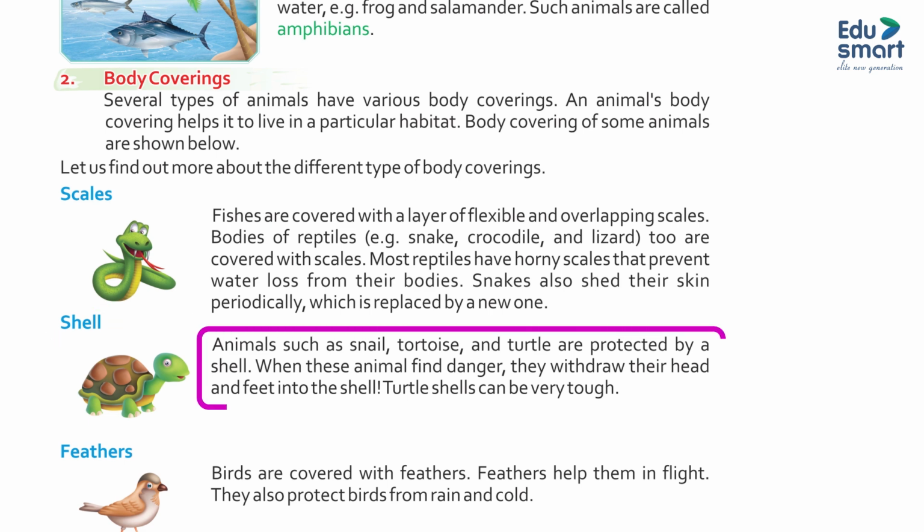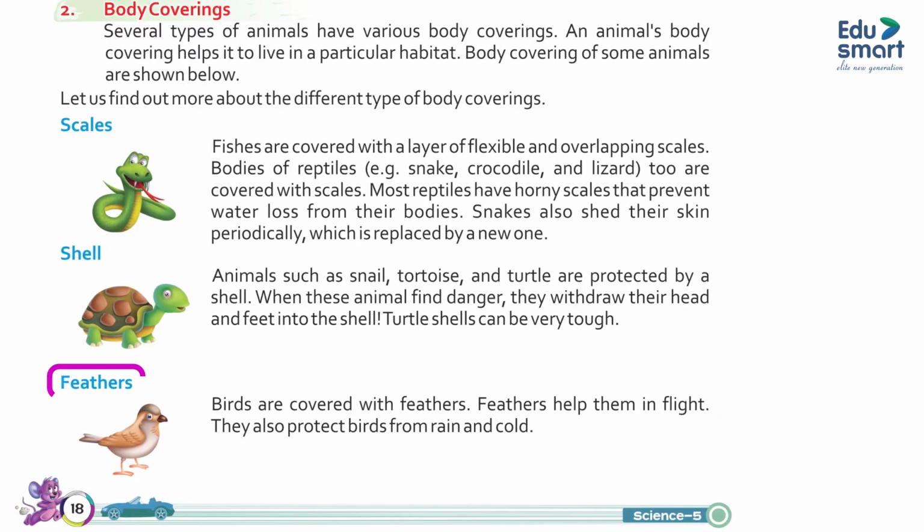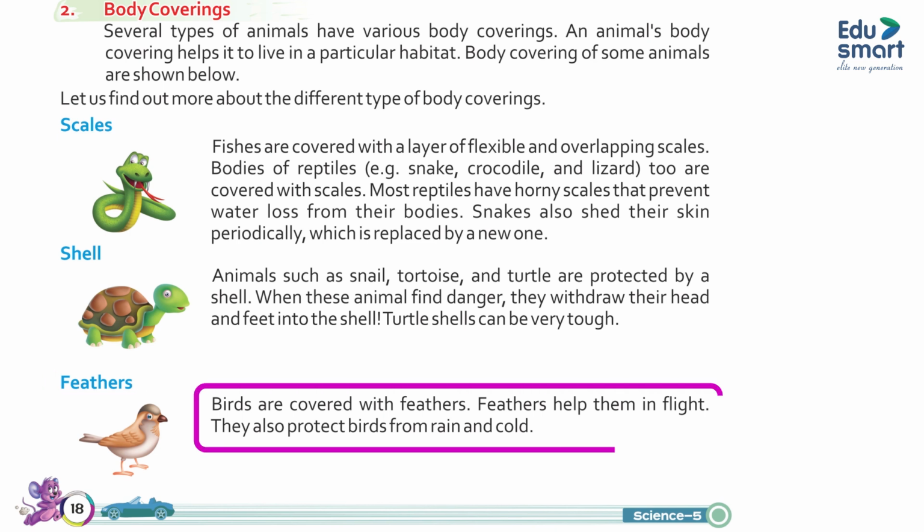Shell. Animals such as snail, tortoise and turtle are protected by a shell. When these animals find danger, they withdraw their head and feet into the shell. A turtle shell can be very tough. Feathers. Birds are covered with feathers. Feathers help them in flight. They also protect birds from rain and cold.